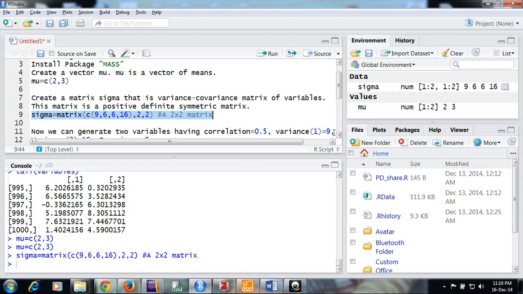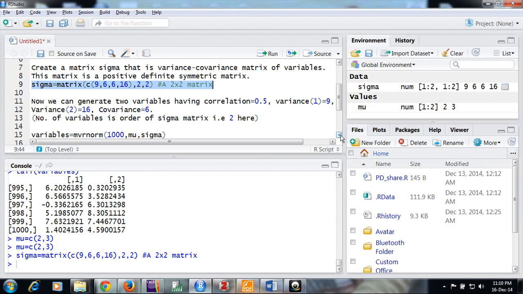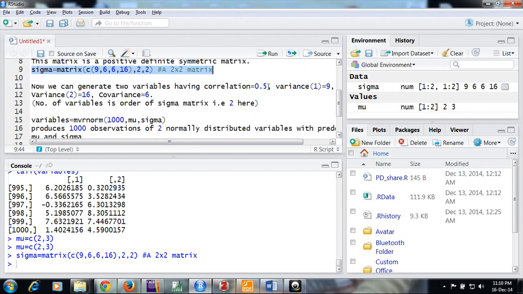Now the sigma matrix we have. So we have mu and sigma. So one thing we require now is only the number of observations. So here I have taken r as 0.5, variance of 1 is 9, and variance of 2 is 16, and covariance is 6. Covariance is nothing but r multiplied by sigma 1 multiplied by sigma 2. It is 6 here. The number of variables is taken from the order of this matrix. It's a 2 by 2 matrix. Okay, so we have two variables with a certain number of observations.